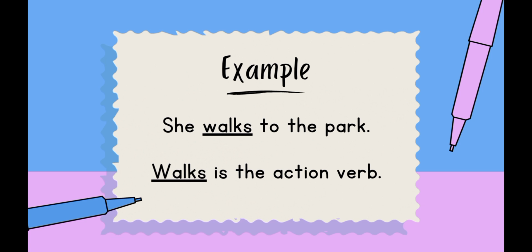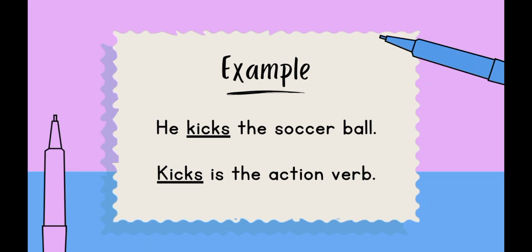When we say walk, it is an action word. It is a word that when you hear or you see, it is followed by some action. So walk is the action verb. She walks to the park. Walks is performing an action here.